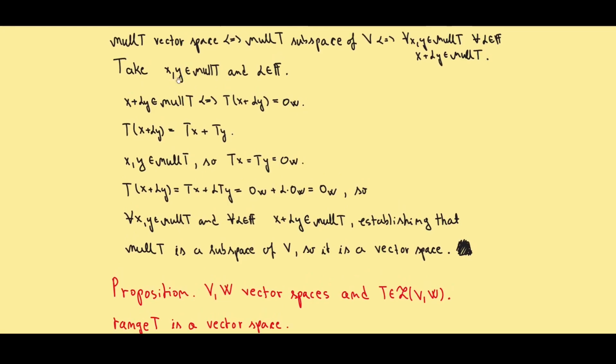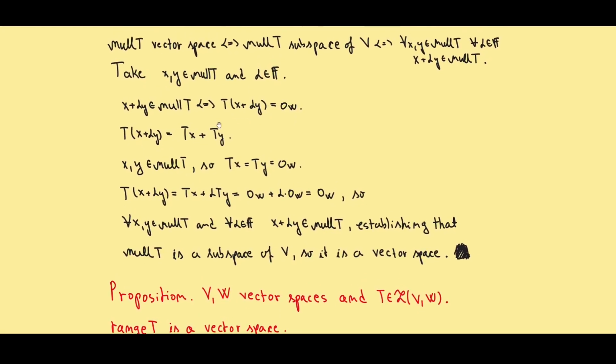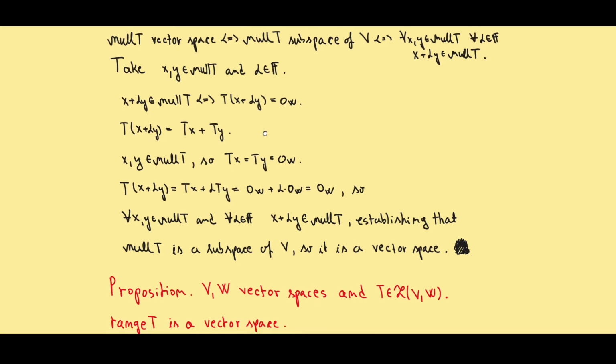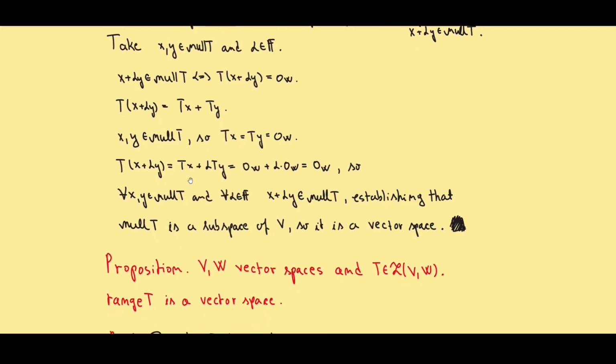So take two arbitrary x, y from null T and some scalar alpha, and let's see. We have to show that this belongs to null T, which is equivalent to showing that T maps this to 0. So let's apply T to this sum, this linear combination of vectors. So we have that this is equal to this. Imagine here's an alpha. I'm too lazy to fix that now.